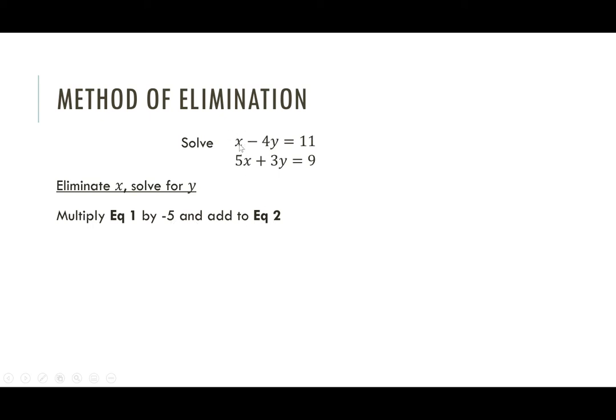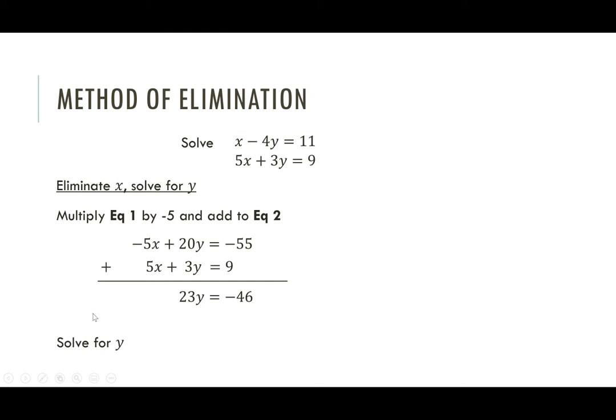Multiplying equation 1 by -5 gets me -5x plus 20y equals -55. And then let's add that to equation 2. The x's cancel, because that's exactly why I multiplied what I did. And then we've got 20y plus 3y is 23y, and minus 55 plus 9 will be minus 46. And now, solve for y. Divide by 23, and we get y equals -2.